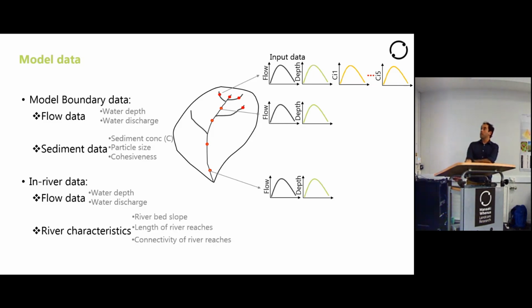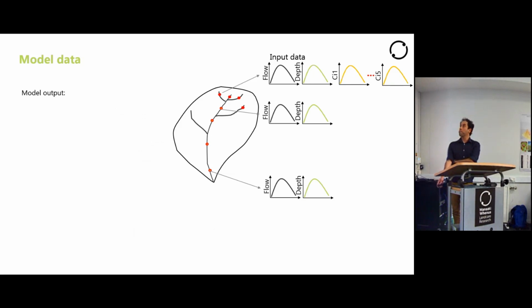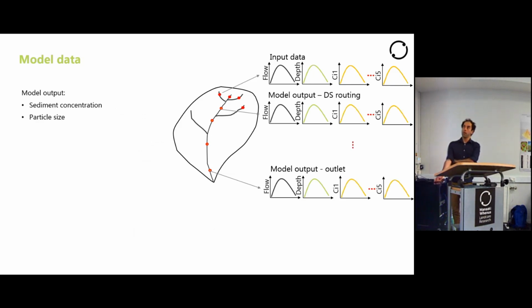In addition to the flow and sediment concentration data, we need some characteristics for the model run, such as riverbed slope, length of the river reach, and connectivity. And the output of the model would be sediment concentration in each reach of the river for different times. So these are the time frames and particle size. Basically, we are running the model separately for each fraction.